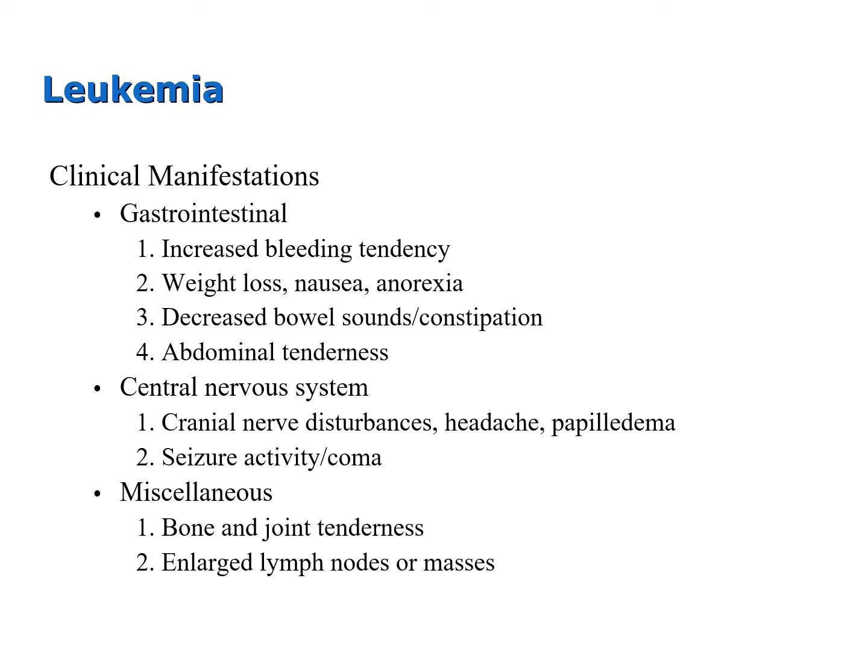Under the GI, they have increased bleeding tendency, weight loss, nausea, anorexia, decreased bowel sounds, constipation, abdominal tenderness, all of that can happen. If there's maybe even metastases now and the situation is really bad, you may be seeing things like cranial nerve disturbances, headache, papilledema, seizure activity, and coma.